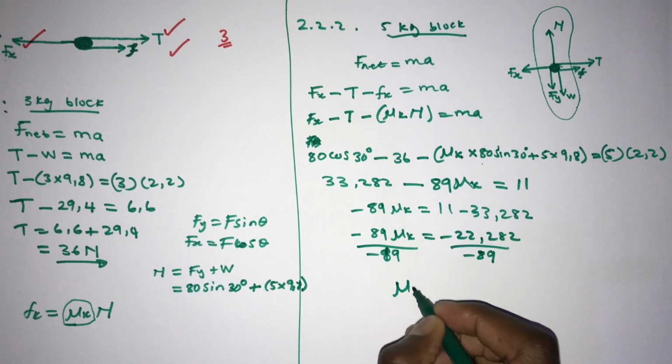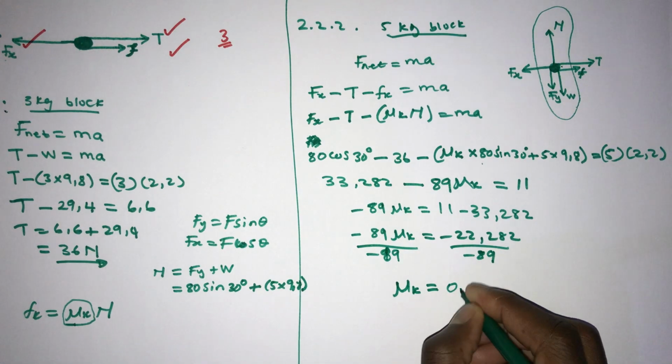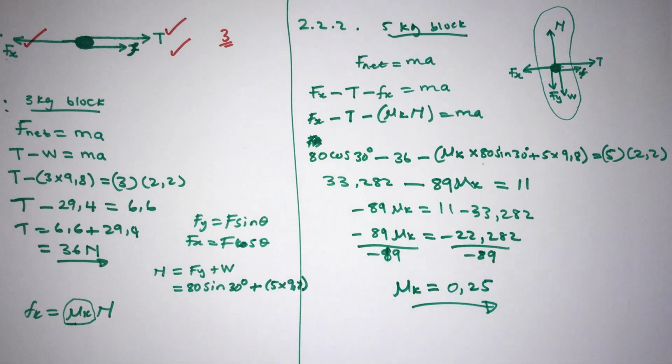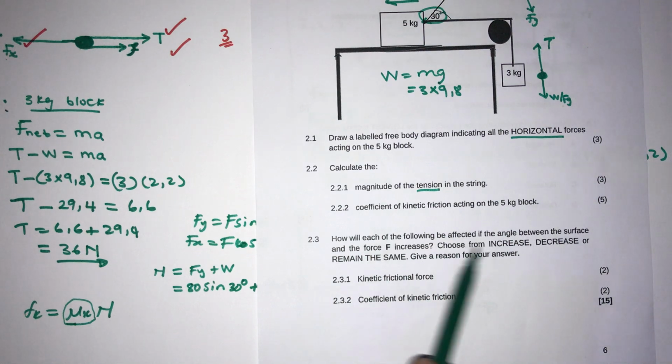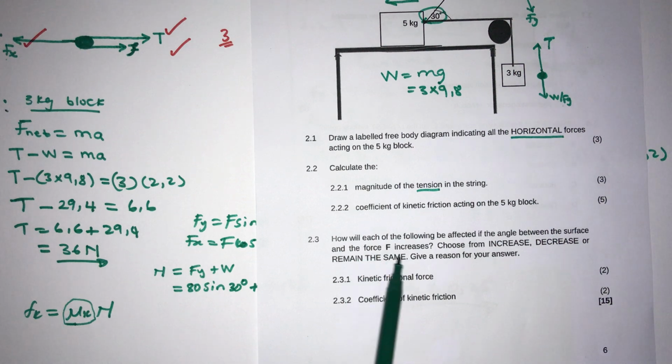So the coefficient of kinetic friction is equals to, so remember the coefficient, it doesn't have units because the ratio of two forces. So the answer is 0.25 with no unit. So now what is the next question? Now the next question says, how will each of the following be affected if the angle between the surface and the force increases?